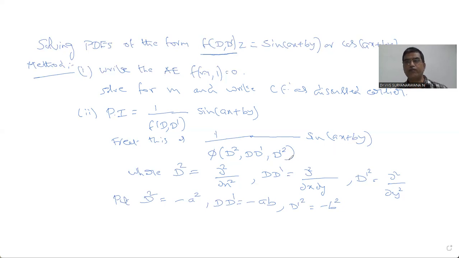And wherever we find d dash square, replace that with minus b square. This is the process. Then our particular integral will be this: 1 by phi of, in place of d square, we are writing minus a square. In place of d dash, we are writing minus ab. In place of d dash square, we are writing minus of b square. Okay. Of or into sin ax plus b. So this is the particular integral.